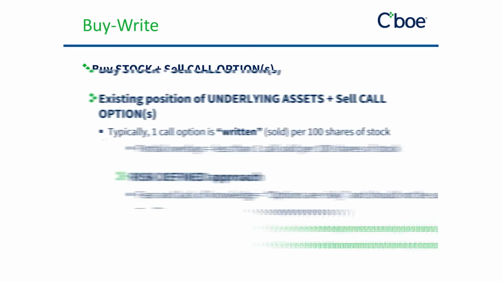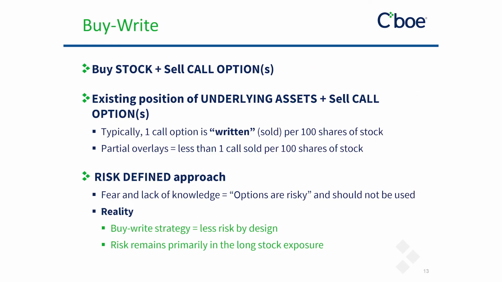A buy-write is either the simultaneous purchase of a stock and the sale of a call option, or the sale of a call option which is covered by the underlying shares currently held by the investor. Typically, one call option is written, which means sold, for every 100 shares of stock purchased or owned. Some advisors or individuals employ a partial overlay strategy.